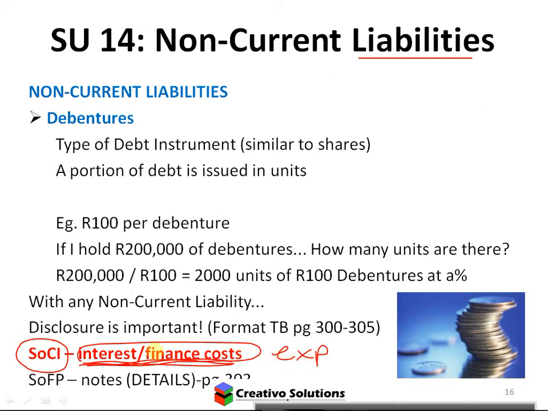Statement of comprehensive income. But why though? Because it's performance, it relates to profit. Okay, remember what we said earlier: profit is income minus expenses. Where do we disclose that? Statement of comprehensive income, or profit, loss, and other comprehensive income. So finance cost is what? An expense. All expenses go to the statement of comprehensive income.